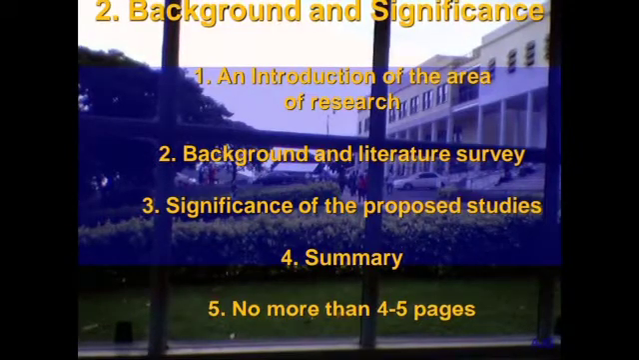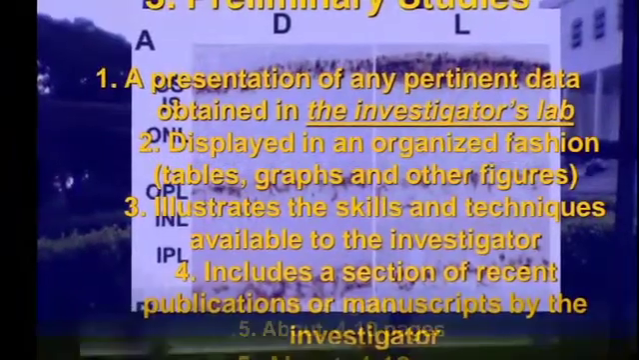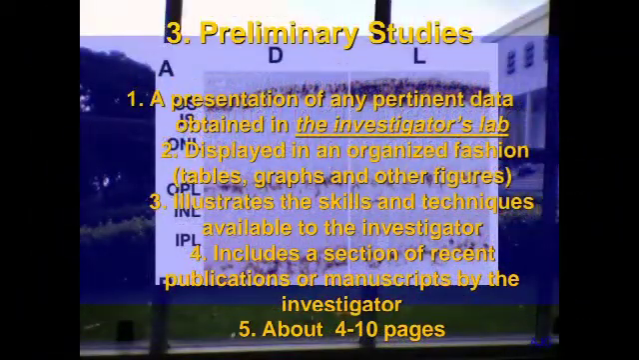The third section of the grant proposal is designated preliminary studies, and this should include presentation of any pertinent data from the investigator's lab that supports the research proposal at hand. This data should be displayed in a concise and clear fashion, such as tables, graphs, and figures. It also serves to illustrate the skills and techniques available to the investigator in their lab. And in this section, one can include any recent publications relevant to this particular research proposal or any manuscripts in preparation.